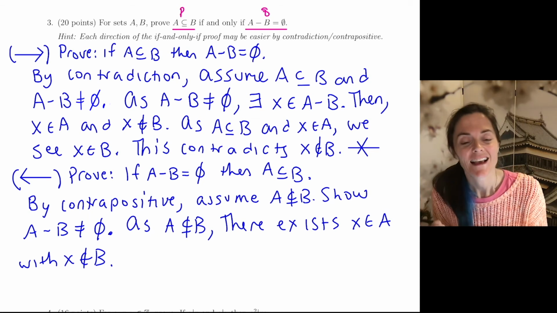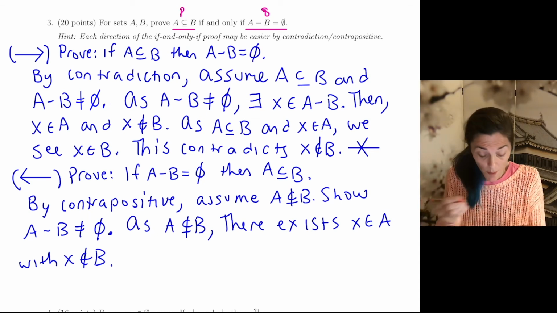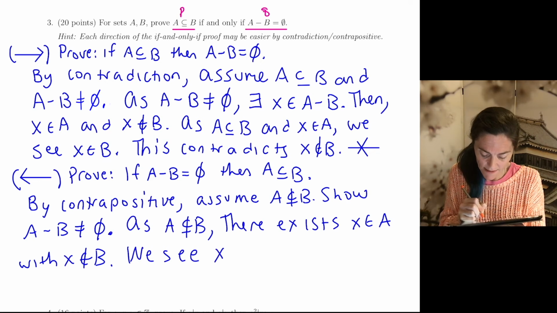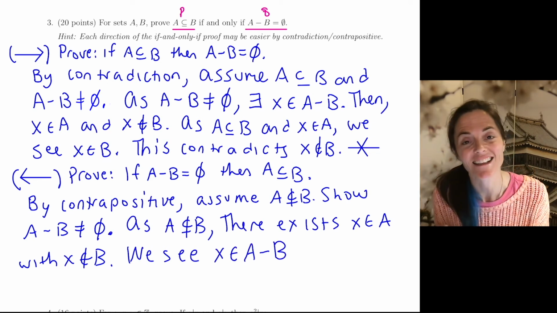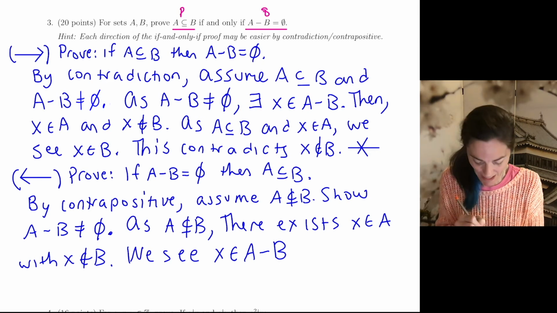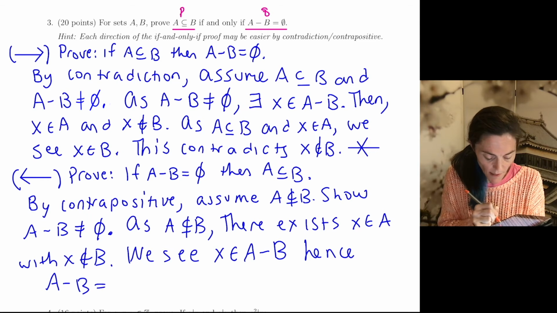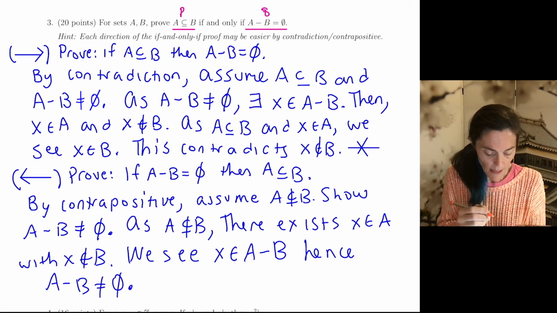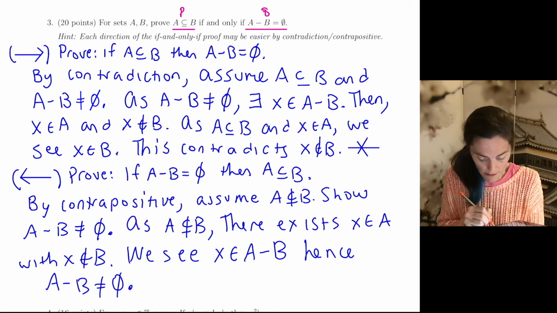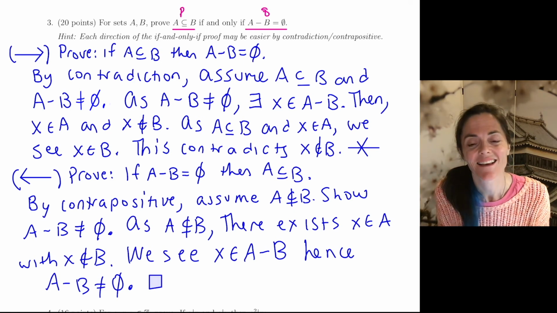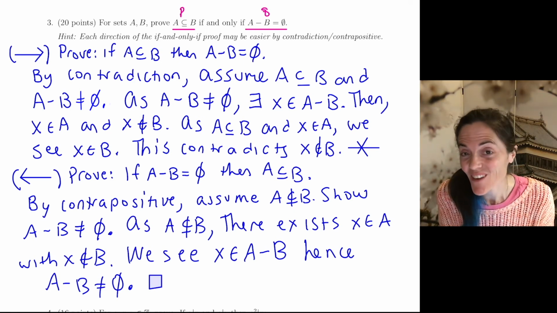Okay. Now we just translate that one step more. We see that X, well, it's in A and it's not in B. In particular, this means X is in A minus B. Hence, A minus B is not equal to the empty set. And this is what I was trying to prove in this direction. And now my entire if and only if proof is complete. Okay, this was a fun one.